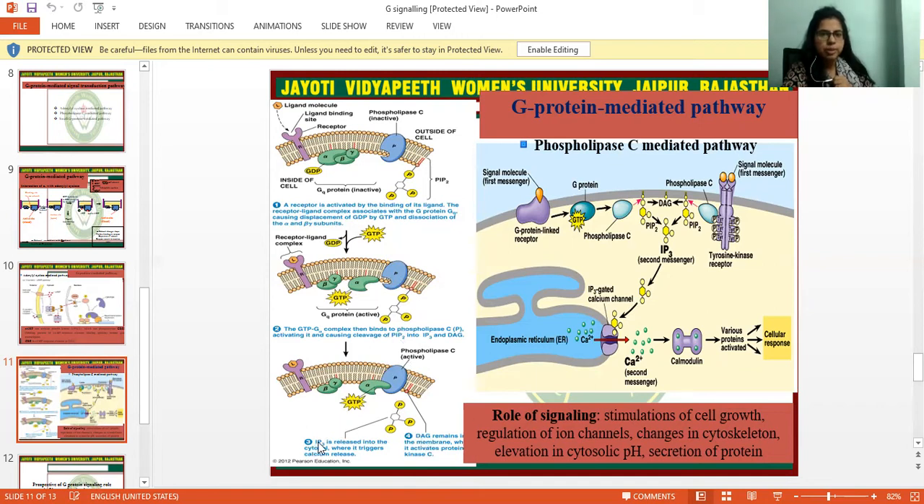Basically, after the activation, IP3 is released into the cytosol, where it triggers calcium ion release. On the other hand, DAG remains in the membrane, where it activates and creates the protein kinase C.